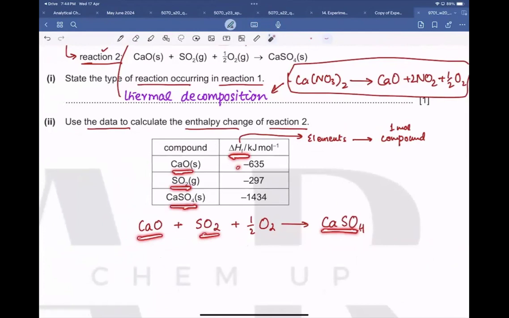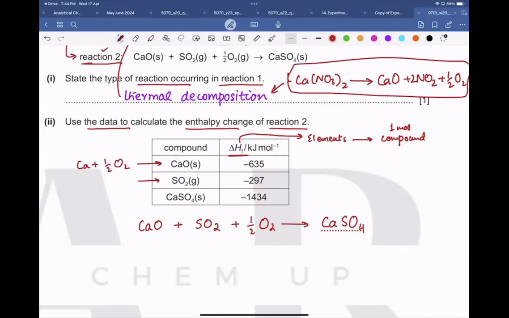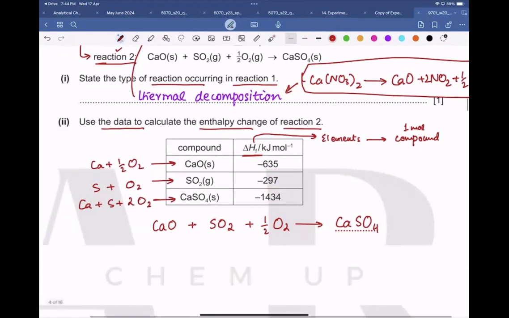Obviously, if I have to write the equation for these enthalpy changes, it would be like this. Calcium is reacting with half mole of oxygen to form calcium oxide. Sulfur is reacting with 1 mole of oxygen to form sulfur dioxide. And calcium plus sulfur plus 2 moles of oxygen are reacting to form calcium sulfate. So these reactions have these enthalpy changes. Is this understandable to all of you?